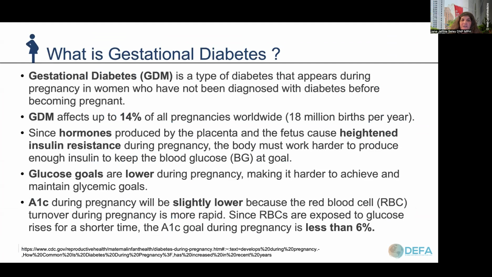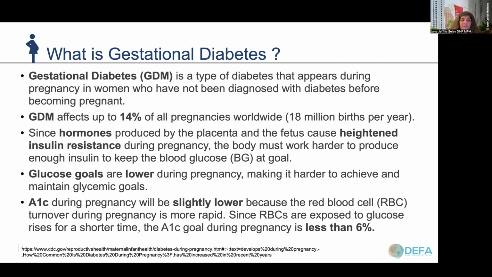By definition, gestational diabetes means that the person was not told they have diabetes prior to pregnancy. It appears during the pregnancy itself, and it affects about 14% of all pregnancies worldwide, or 18 million births per year. So it's very common.